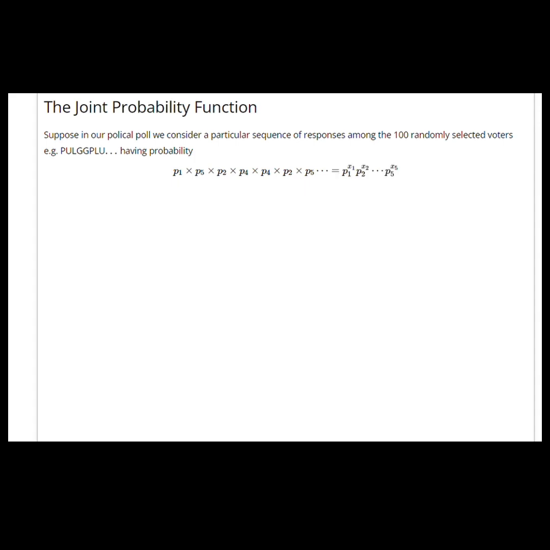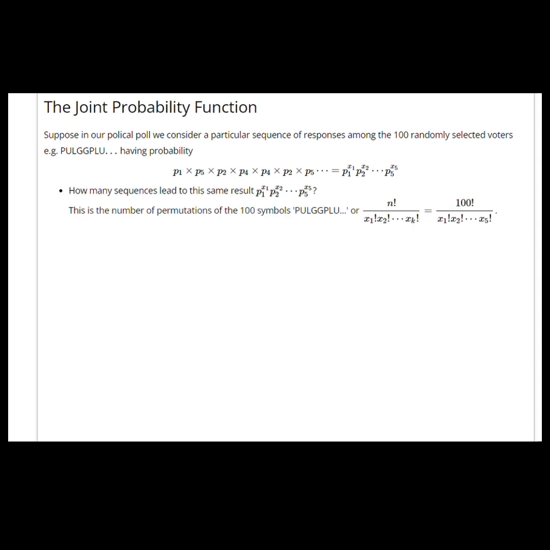Because P1 occurs x1 times, and P2 occurs x2 times, and so on, P5 x5 times, it simplifies to P1 to the power x1, P2 to the power x2, up to P5 to the power x5. But this isn't the only way I can obtain exactly x1 conservatives and x2 liberals, and so on. Any permutation of those same letters, any reordering of them, would be a different sequence with exactly the same probability, leading to the same counts.